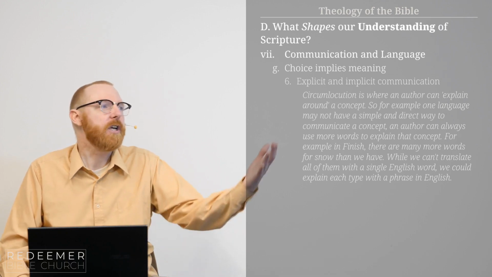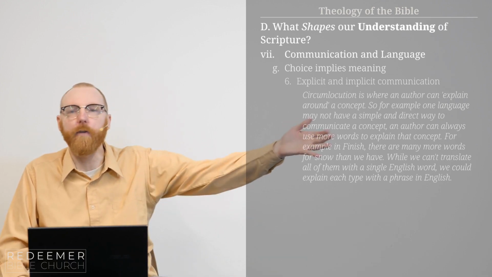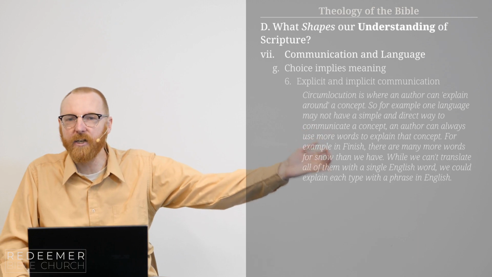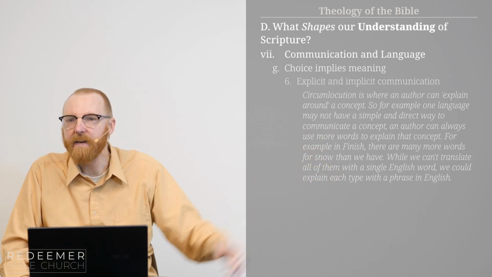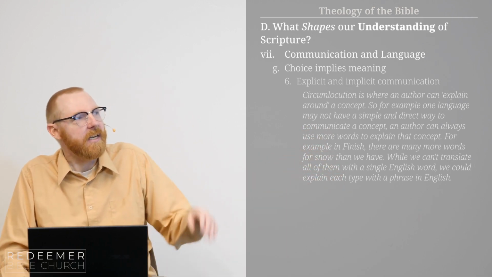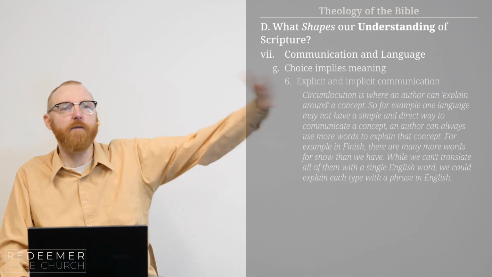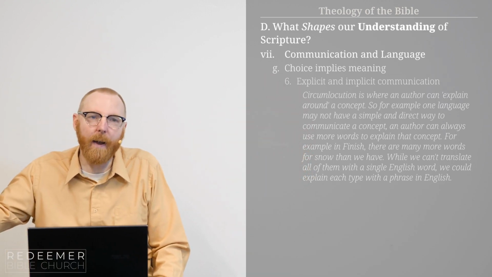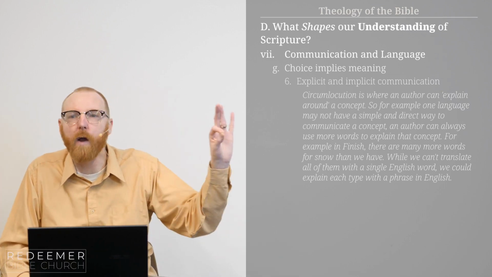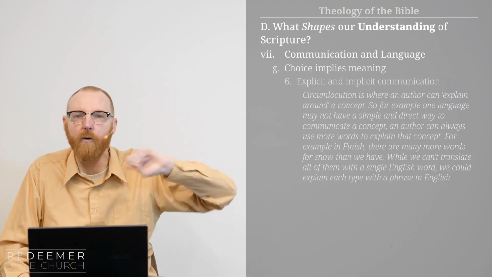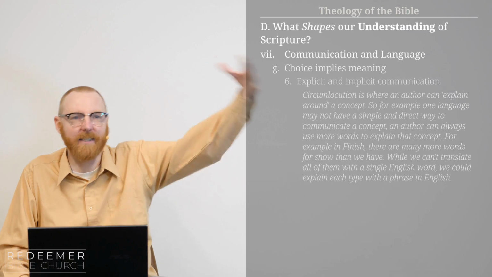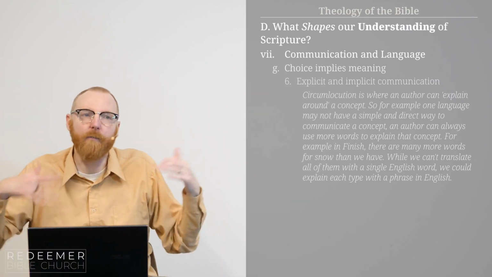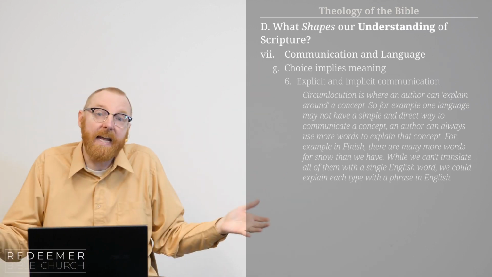So in other words, we may not have a word for all the different types of snow they have in Finnish, but we could always explain it. We could say, oh, it's a light snow that's very fluffy. Maybe they have a word for that, I don't know. But we can't say one word that means light snow that's fluffy or heavy sleet or whatever. We don't have all these different words for it, but we could explain that.